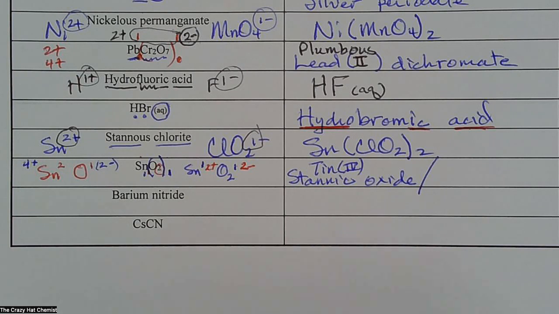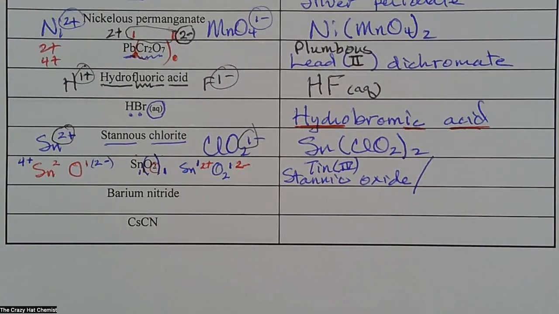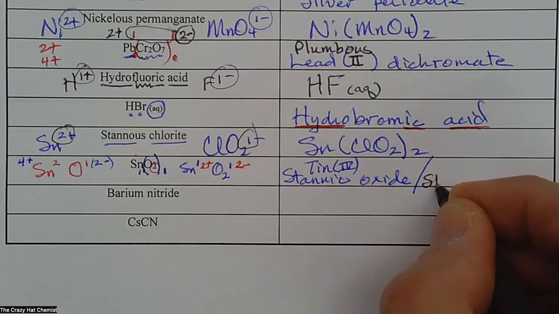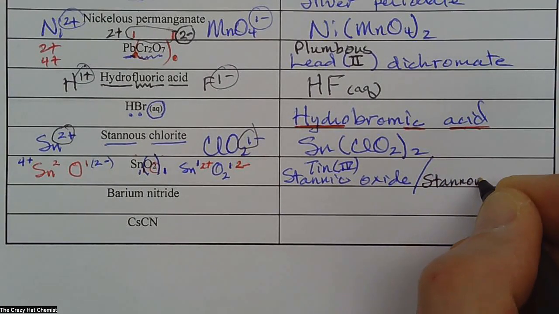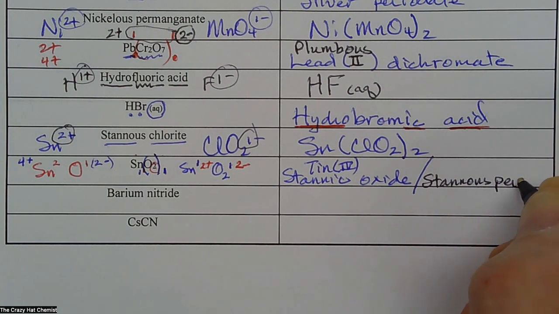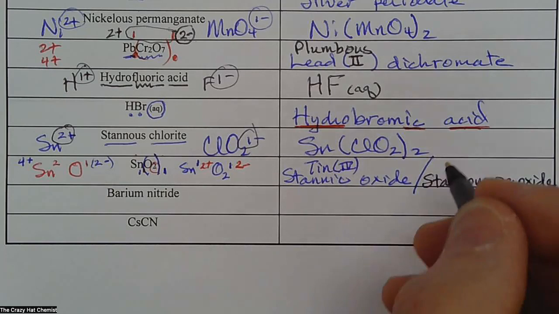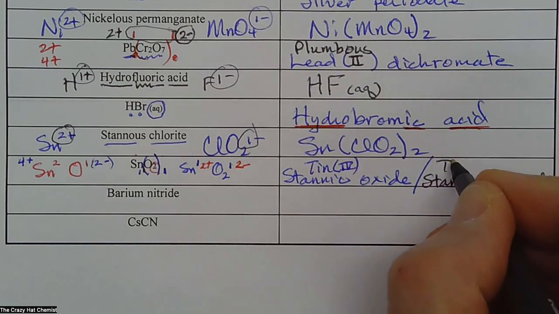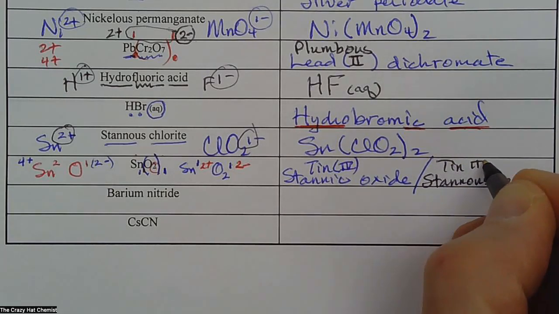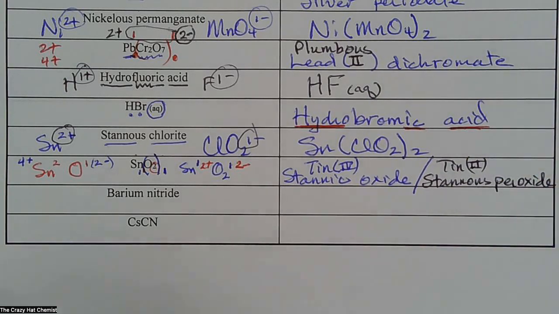So we're going to write this one down as well so that you have that. Stannous peroxide, tin Roman numeral 2 peroxide. That would be another option for this, okay? So that could be a complicated problem for you, but hopefully that's not too bad.